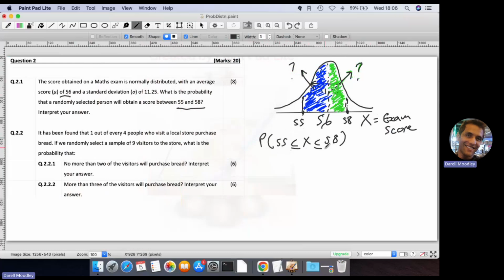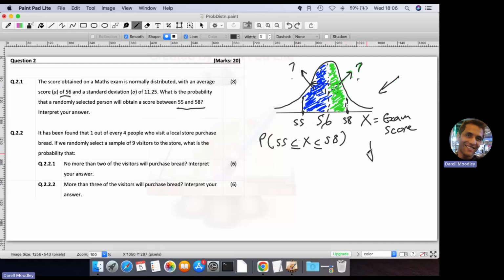Now we want to solve this, and in order to do that, we don't have a table for a specific distribution of exam scores. But we do know that this is normally distributed. We know that this curve here is normally distributed, and because of that, we can convert it to a Z-score and then find the probability, because we do have the table for the Z-score. As long as anything is normally distributed, we can always convert it to a Z-score and use the normal distribution table in the back of our book.